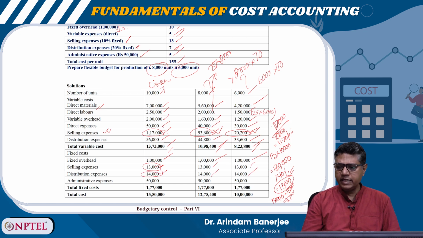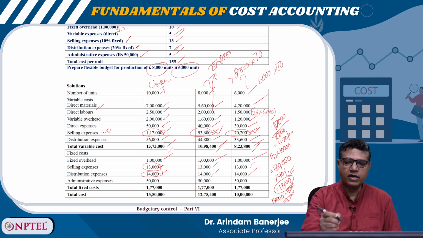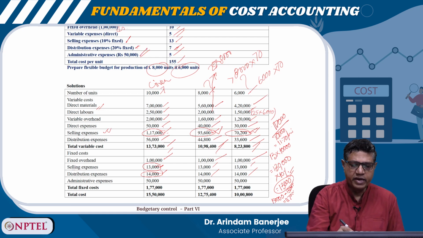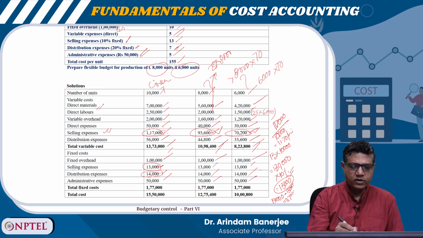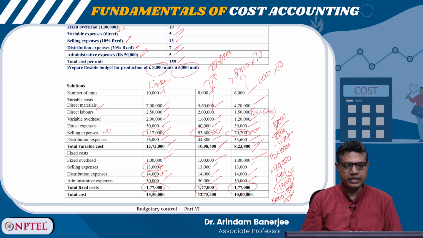And then administrative expenses will come up. The administrative expenses is 50,000, it is given here, which will remain fixed at all levels. So if we add all the fixed components, I will get 1,77,000 for 10,000 capacity, 1,77,000 for 8,000 capacity, 1,77,000 for 6,000 capacity.